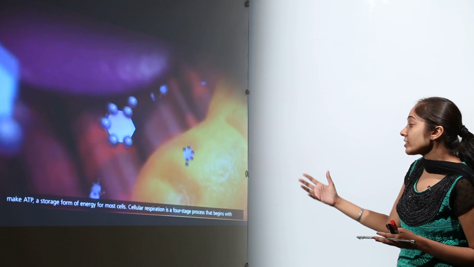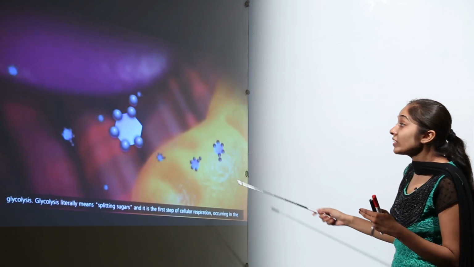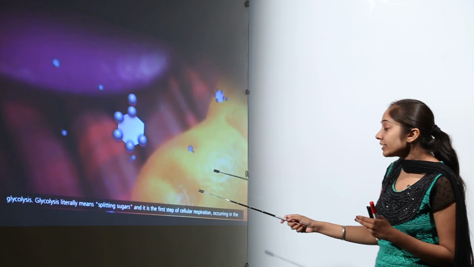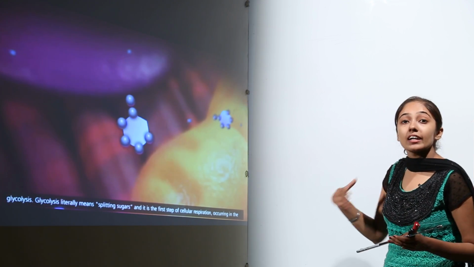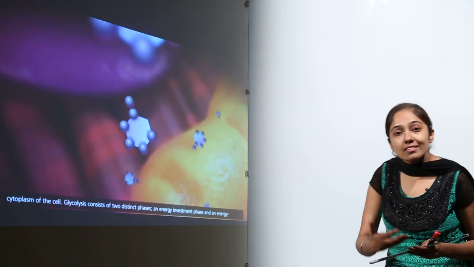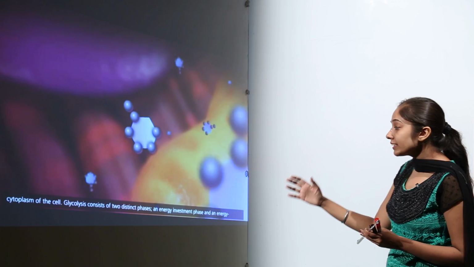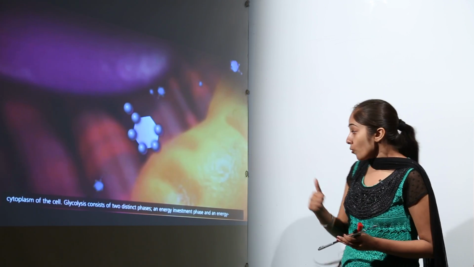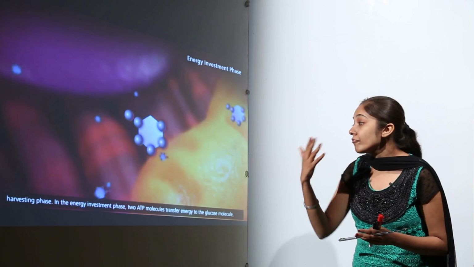And cellular respiration is what? It is a 4-stage process that begins with glycolysis. Glycolysis means splitting sugars, and it is the first step of cellular respiration, which occurs in the cytoplasm of the cell. Glycolysis consists of 2 distinct phases. One is the energy investment phase and the second one is the energy harvesting phase.